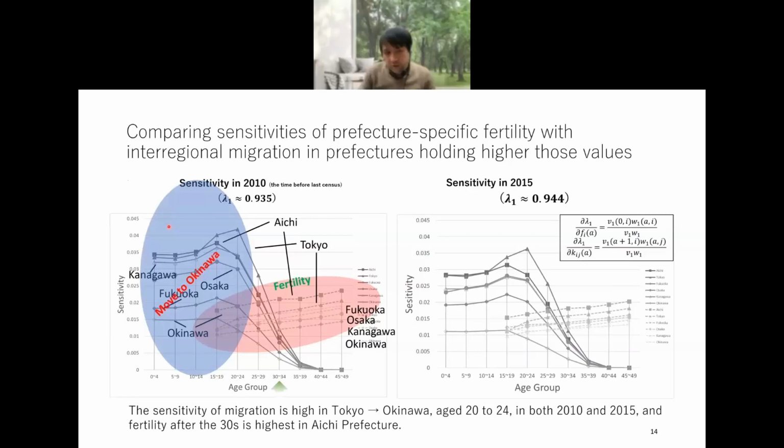The impact of migration is high up to the 20s. This is because the peak reproductive value in Japan is in the late 20s and early 30s. On the other hand, the sensitivity of the fertility rate is the highest after the 30s in urban areas, indicating that changes in that generation's fertility rates significantly impact population decline.